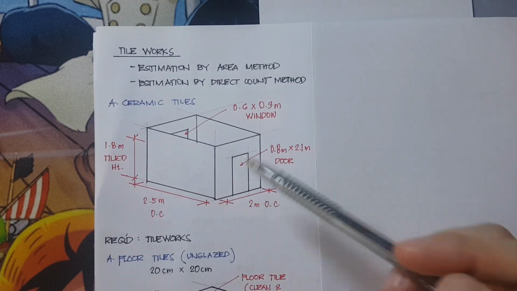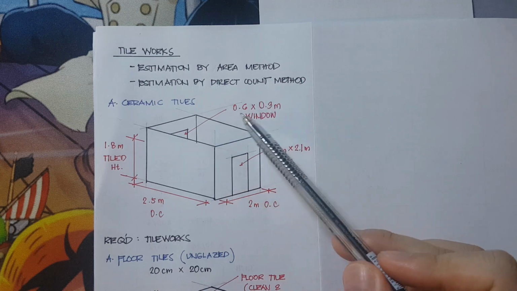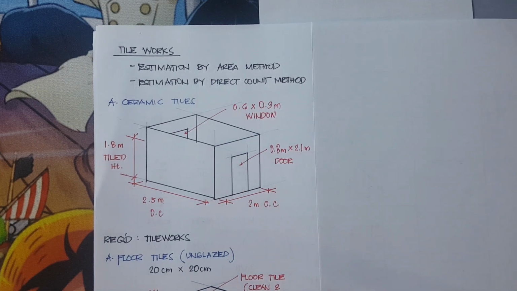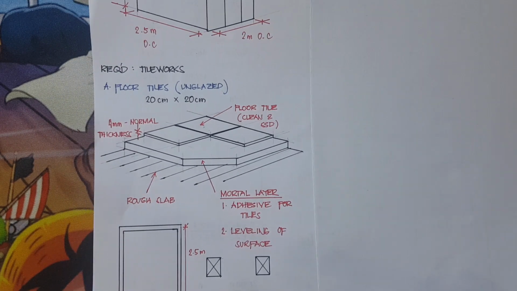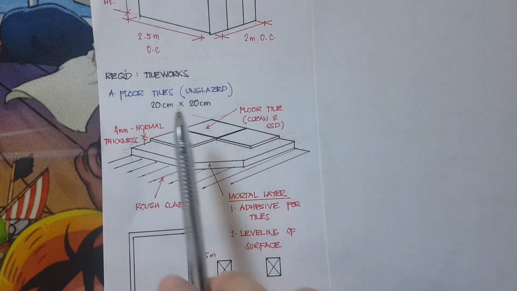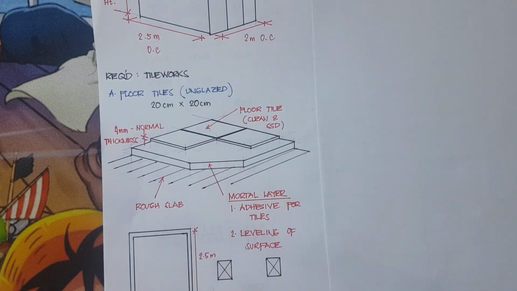Okay? And we also have here a door, 0.8 meter by 2.1, and a window of 0.6 by 0.3 meter. Okay? So, the first thing that we need to estimate is the floor tiles. Okay? So, for the floor tiles, we're going to use unglazed. When we say unglazed, ibig sabihin, hindi siya makinis.